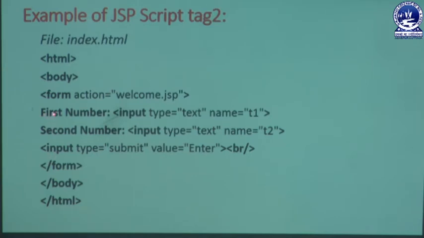In the form window we are writing a statement like "your first number". After that we are creating a text box that is written as an input tag. Then we have an attribute named type. In that type attribute we can add a specific format. If you write text, that means you are creating a text box, and each input text box must have a unique identifier, and that unique identifier must be specified through the attribute known as the name attribute.